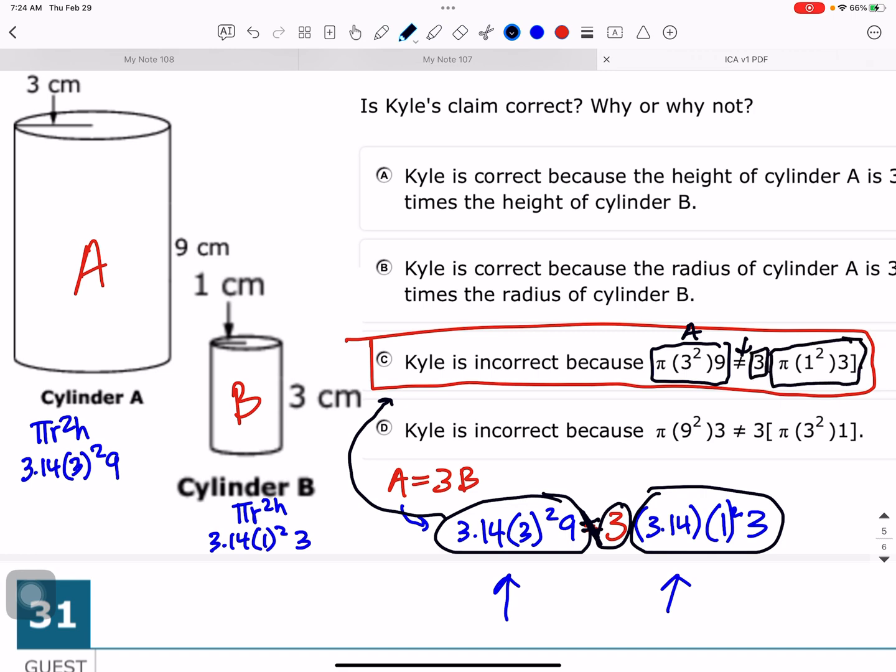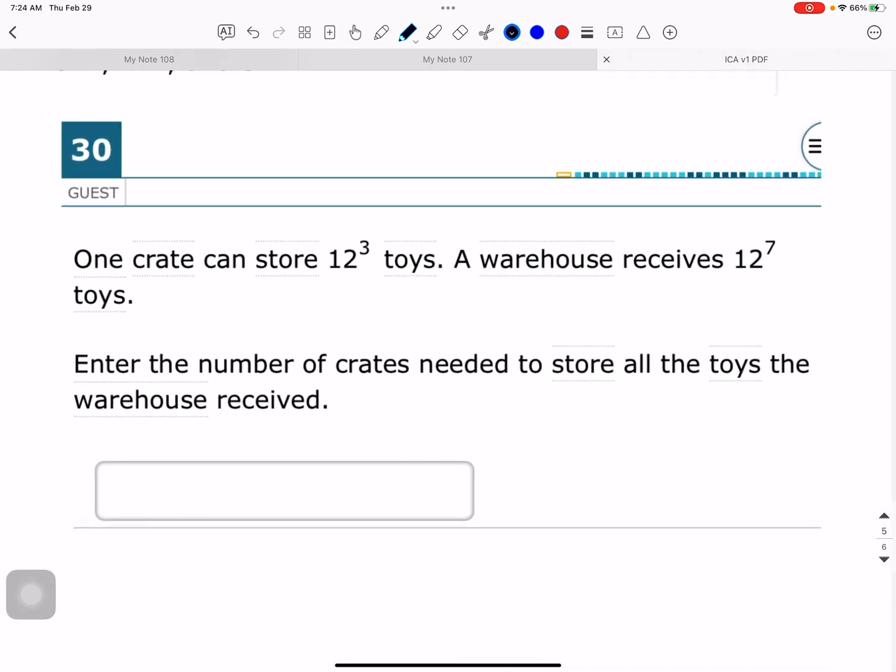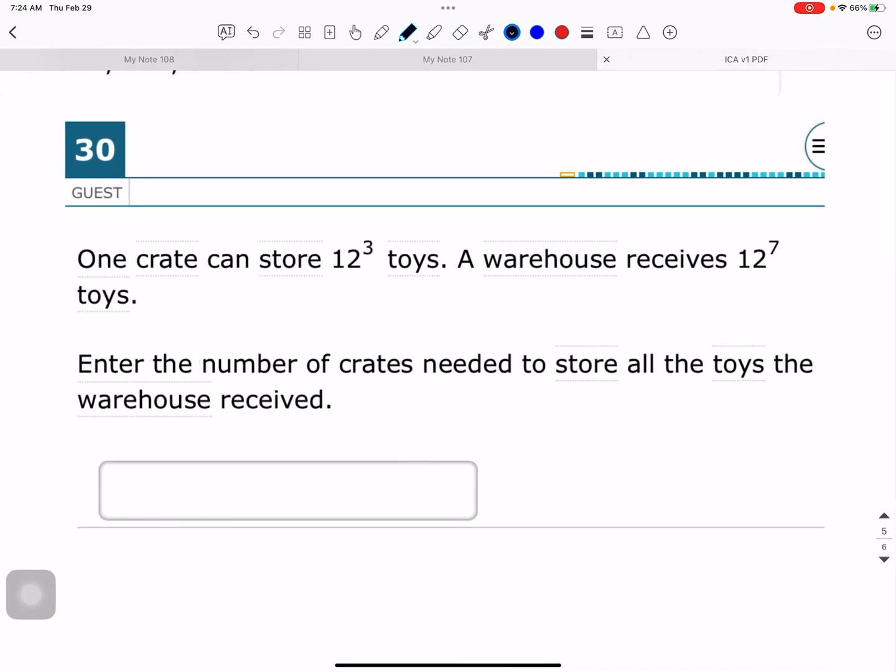Tough question. I don't really like it. All right, this one is, if you know how many toys you have, then you'd have to divide by how much every box holds in order to tell you how many boxes you need. Like if I had 10 toys and every box held 2 toys, I would need 5 boxes.